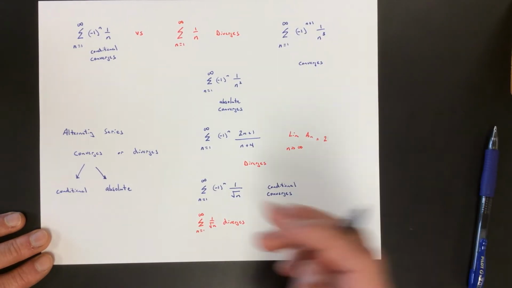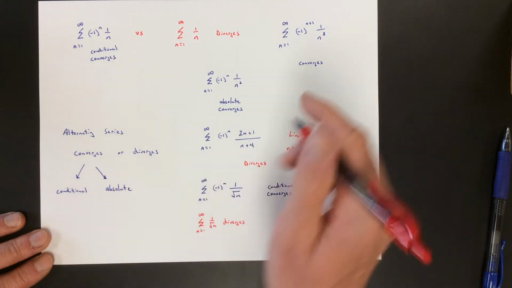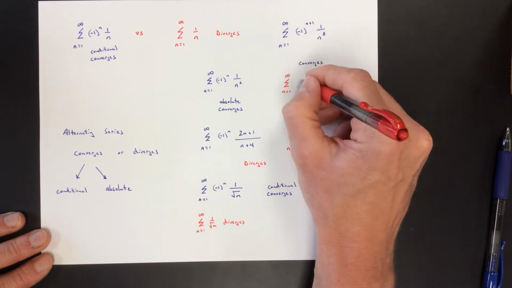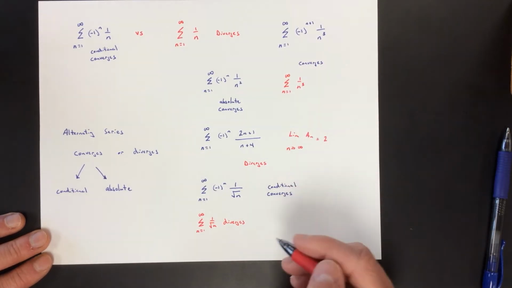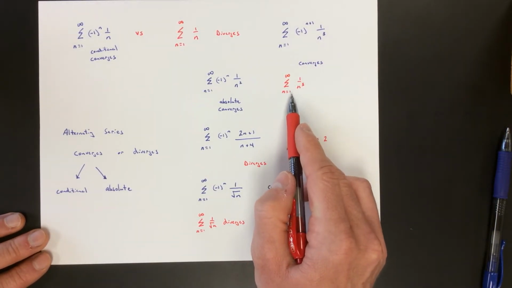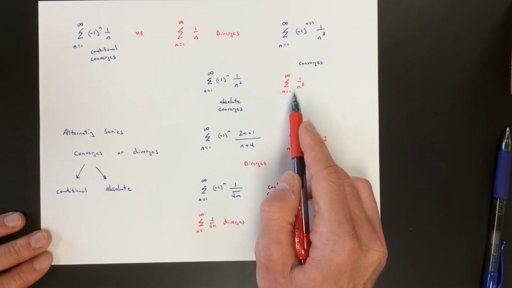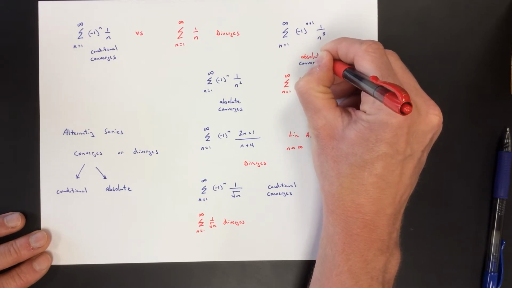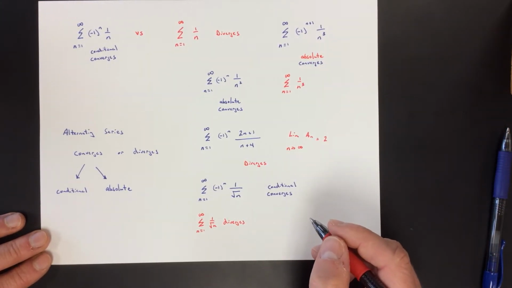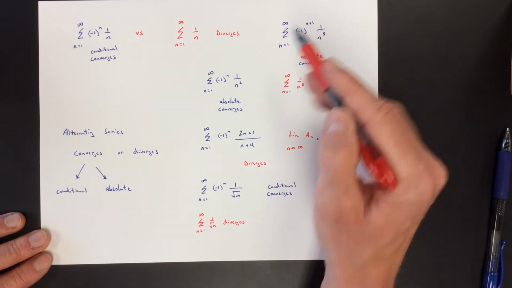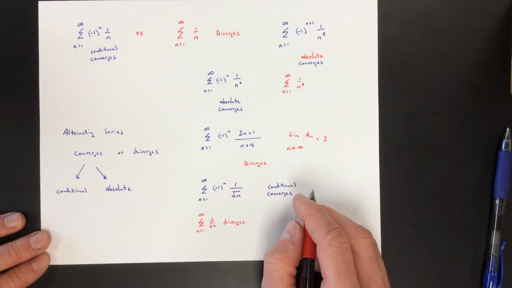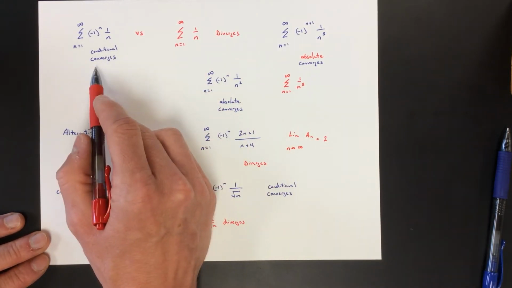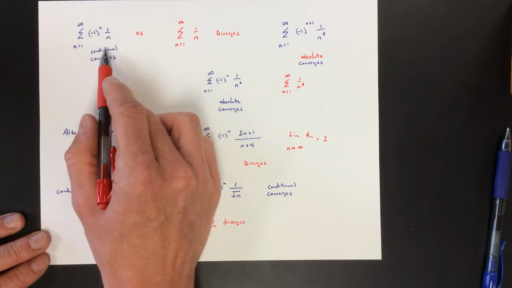Well, if you want to decide conditional or absolute, you need to look at the same series and just take away the alternating part. Does that converge or diverge? Well, this series converges by the p-series test, so this series converges absolutely. Again, it didn't even need to alternate. Remember, an alternating series is more likely to converge than something else, meaning it's easier to converge. Look, this diverges, this converges. Why? Because the alternating part makes this thing converge.